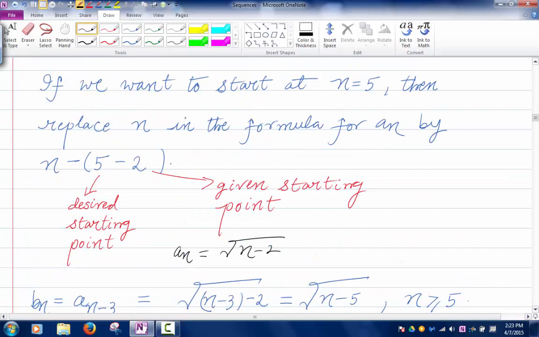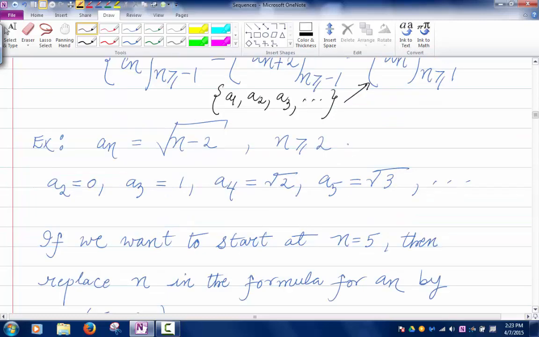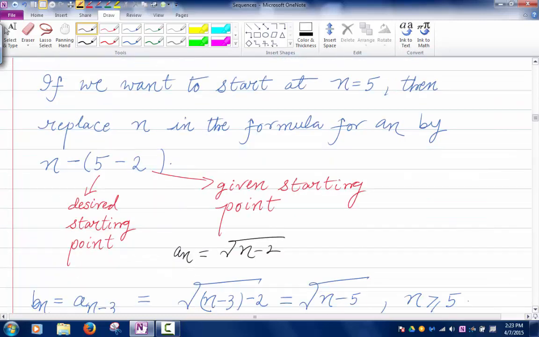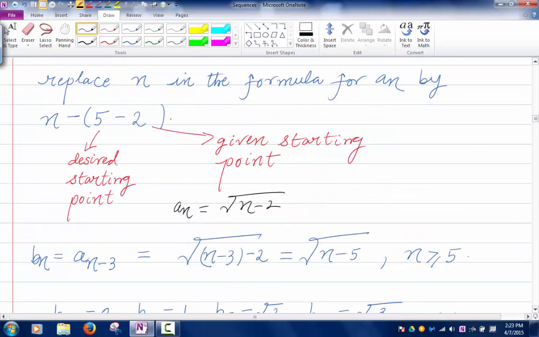Now let's suppose that I have the same problem where an is root of n minus 2, n is larger than or equal to 2, but this time let's say I want my starting index to be 0. If I want my starting index to be 0, then what should I do? Well, what is my desired index then? Desired index is 0, given index is 2. What is desired index minus the given index? 0 minus 2, that's negative 2. Subtract that from n, what do you get?